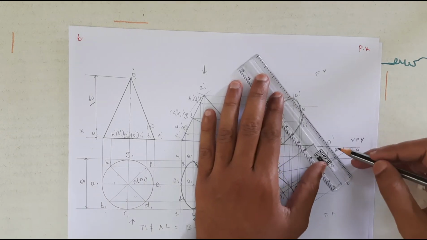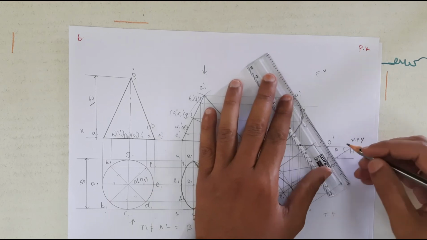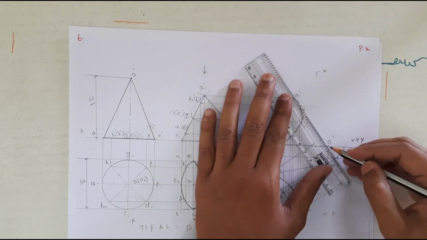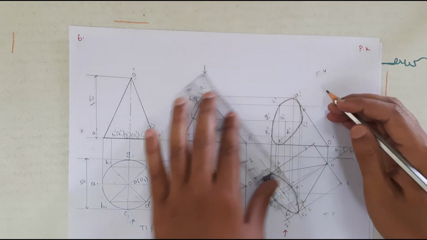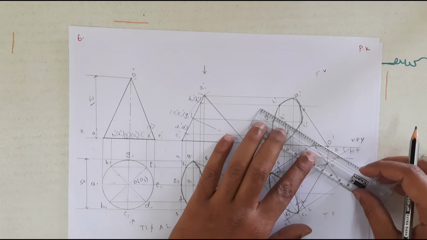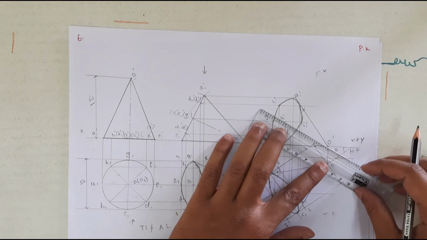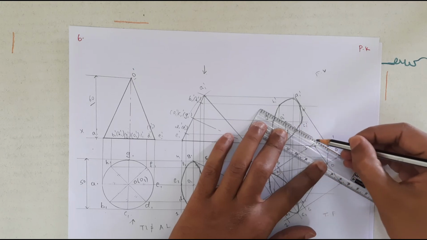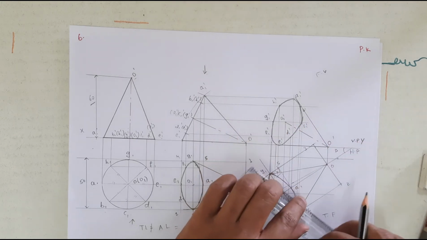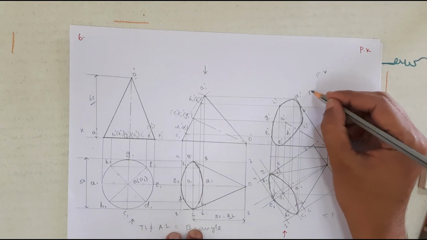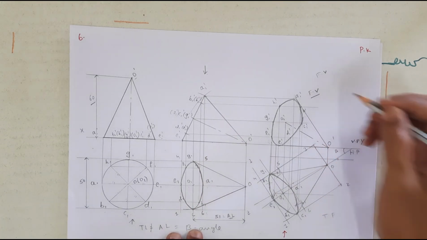Outermost. See, here you have to draw the tangent. Okay. So don't try to join. So you have to draw only the tangent. Okay. And also we have to write finally the axis. This is the axis. So this is the final front view and this is the final top view.